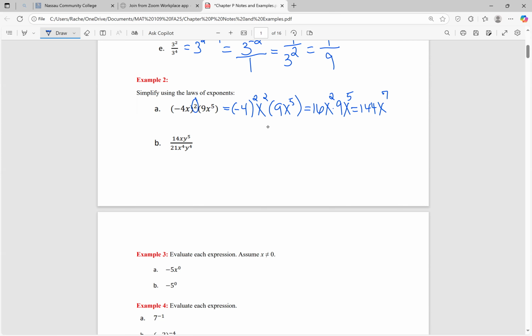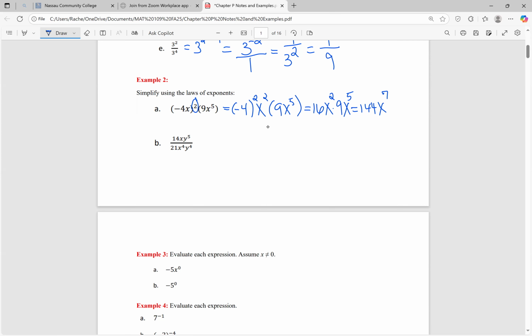So remember, when I multiply exponent terms that have like bases, so x squared times x to the 5th, we keep the base and we add the powers. So my answer is going to be 144 times x to the 7th.